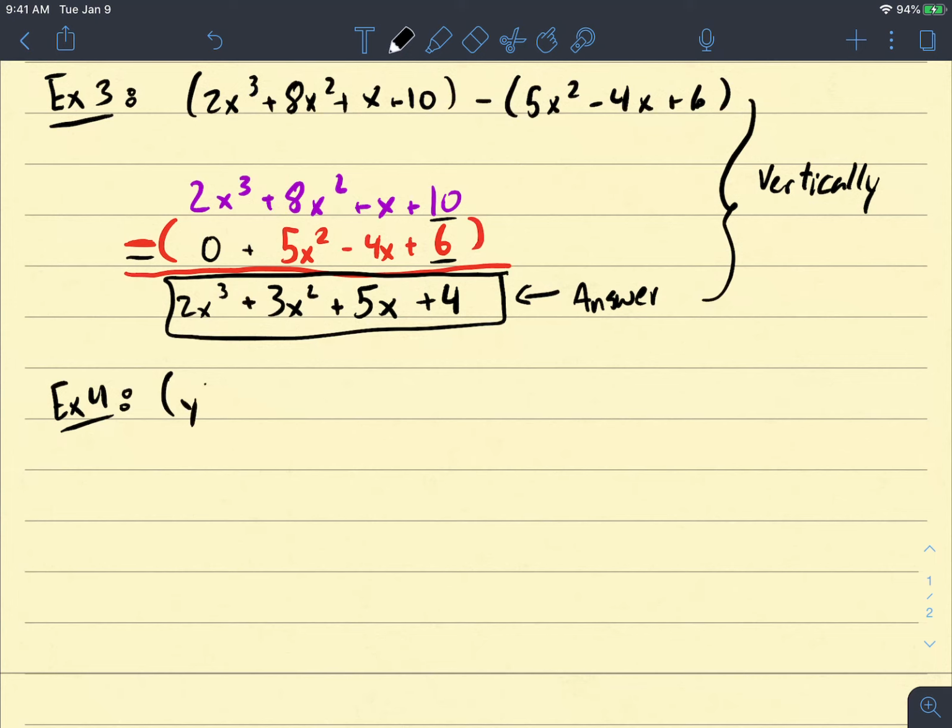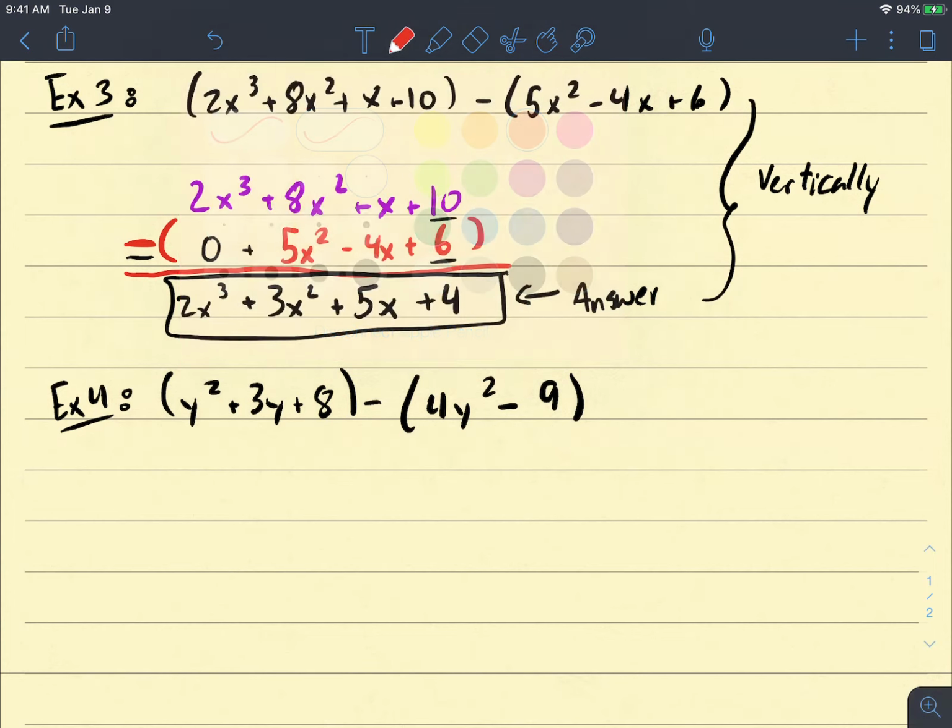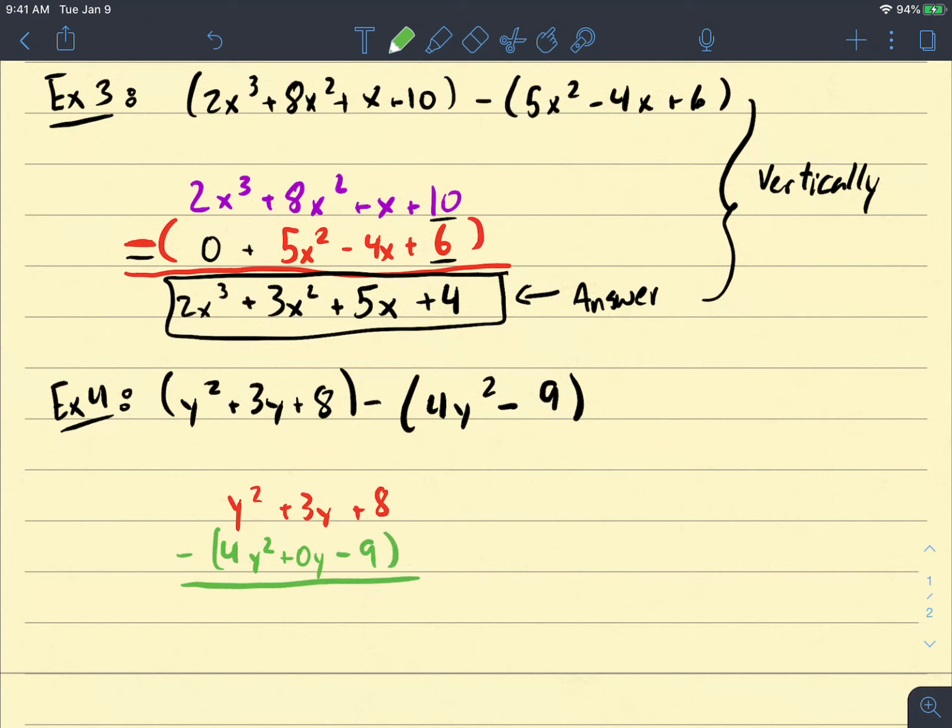It's gonna be y squared plus 3y plus 8 minus 4y squared minus 9. All right, we're just gonna look for like terms here. We can just write this up like this. Y squared plus 3y plus 8 on top and minus 4y squared. There's going to be a 0y here. And then minus 9. All right, so this one looks hard, but it really isn't.